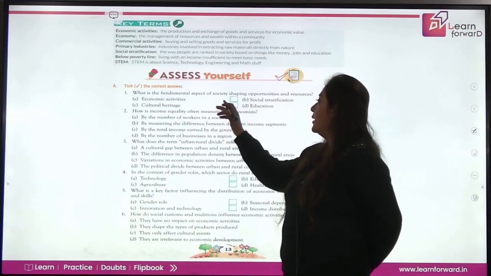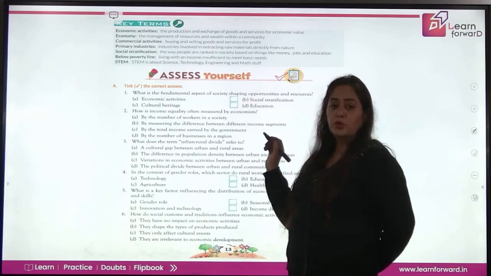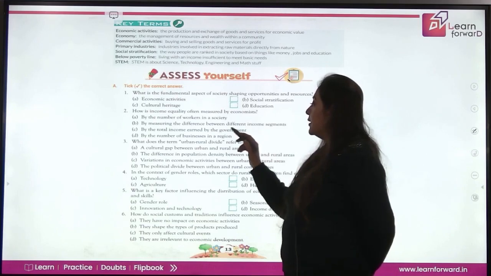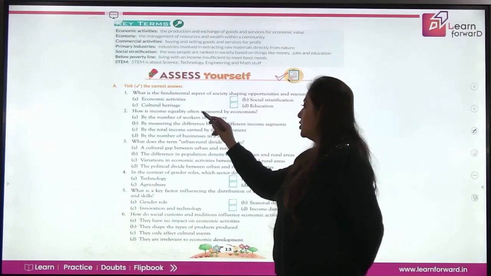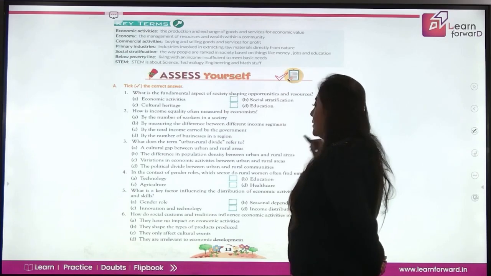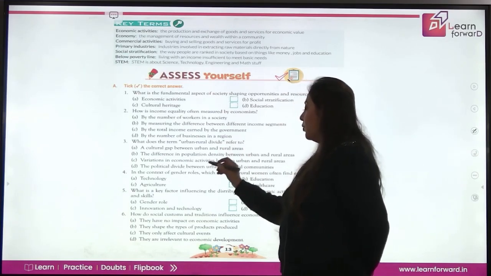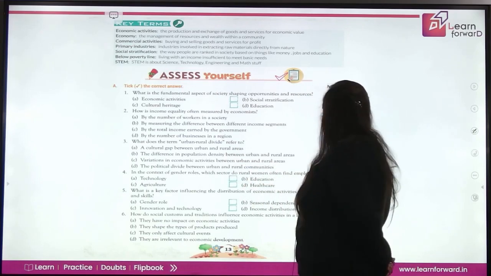What is the fundamental aspect of society shaping opportunities and resources? This is social stratification. How is income inequality often measured by economists? By measuring the difference between different income segments. What does the term urban-rural divide refer to? The political divide between urban and rural communities.